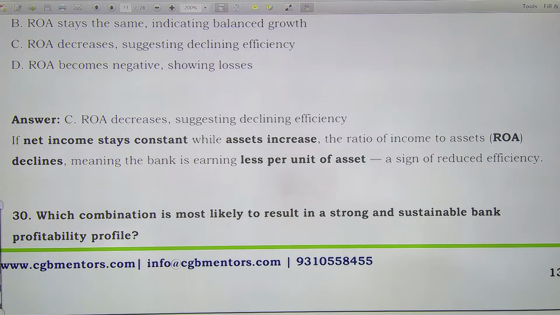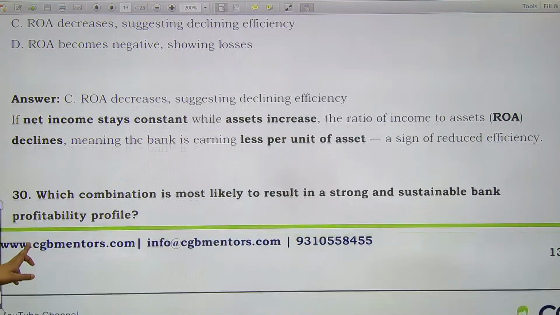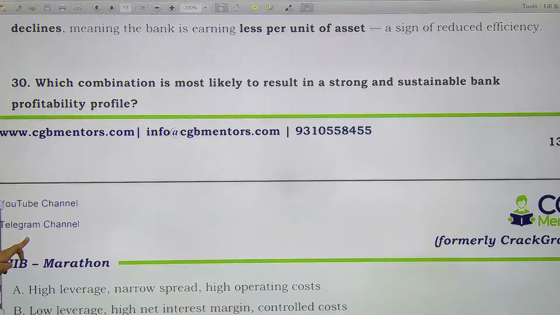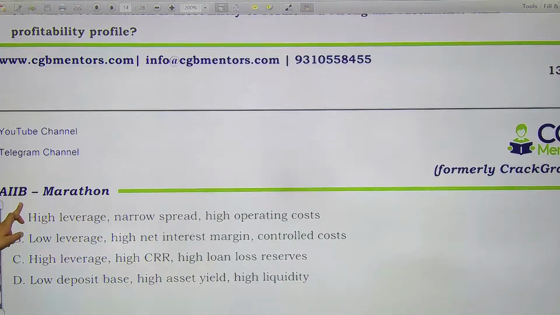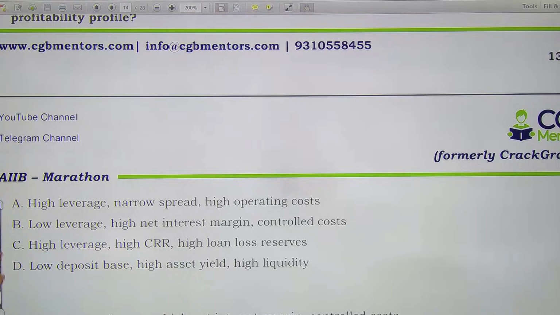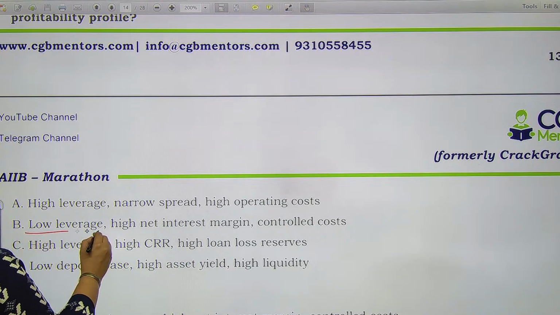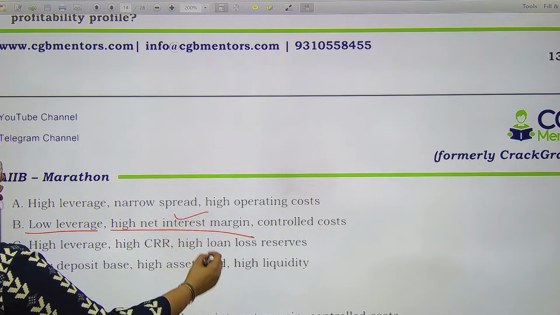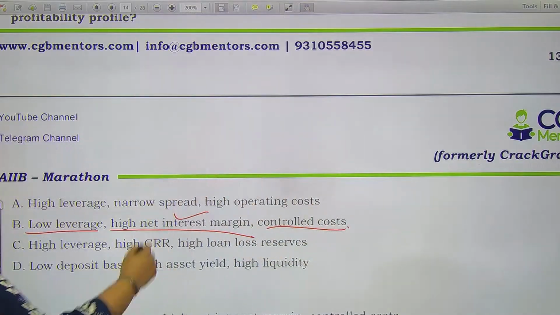Which combination is most likely to result in strong and sustainable bank's profitability profile? So, high leverage, narrow spread, high operating cost. Basically, we want low leverage, high interest margin and controlled cost. This is the best case scenario. ठीक है, सब कुछ यहाँ पे best है.